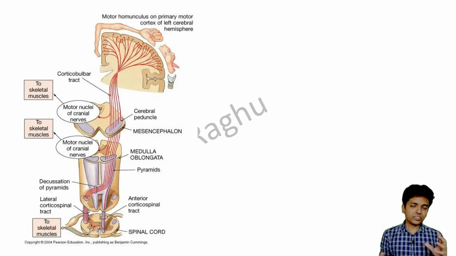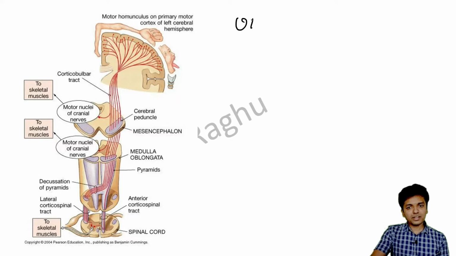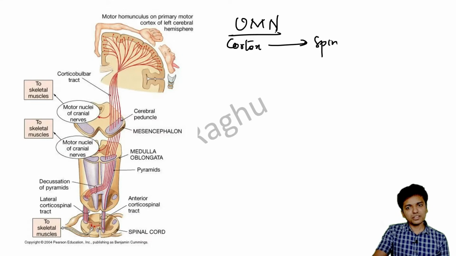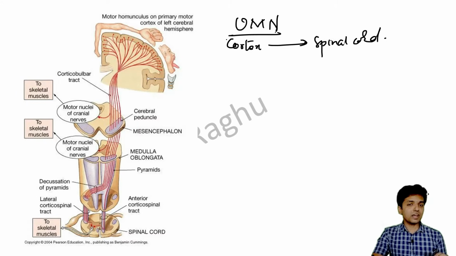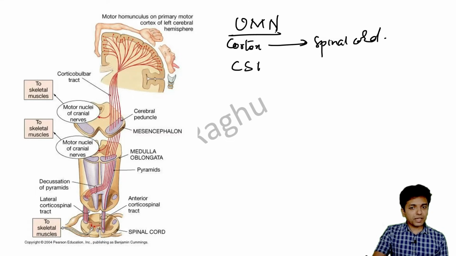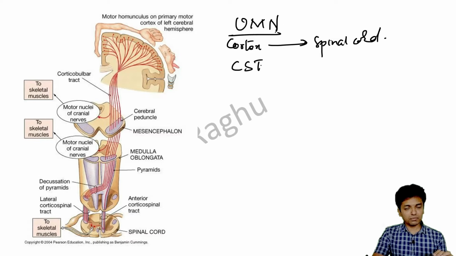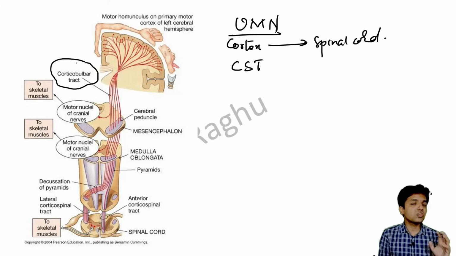Next, one very important concept we have to understand here is that this pyramidal tract or the corticospinal tract is also called the upper motor neuron. That is the fibers which extend from the cortex to the level of the spinal cord. These fibers are called the upper motor neuron. Remember that upper motor neuron fibers does not just mean corticospinal tract fibers or the pyramidal tract fibers, because in this bundle of fibers we also have one more very important tract which is called the corticobulbar tract.